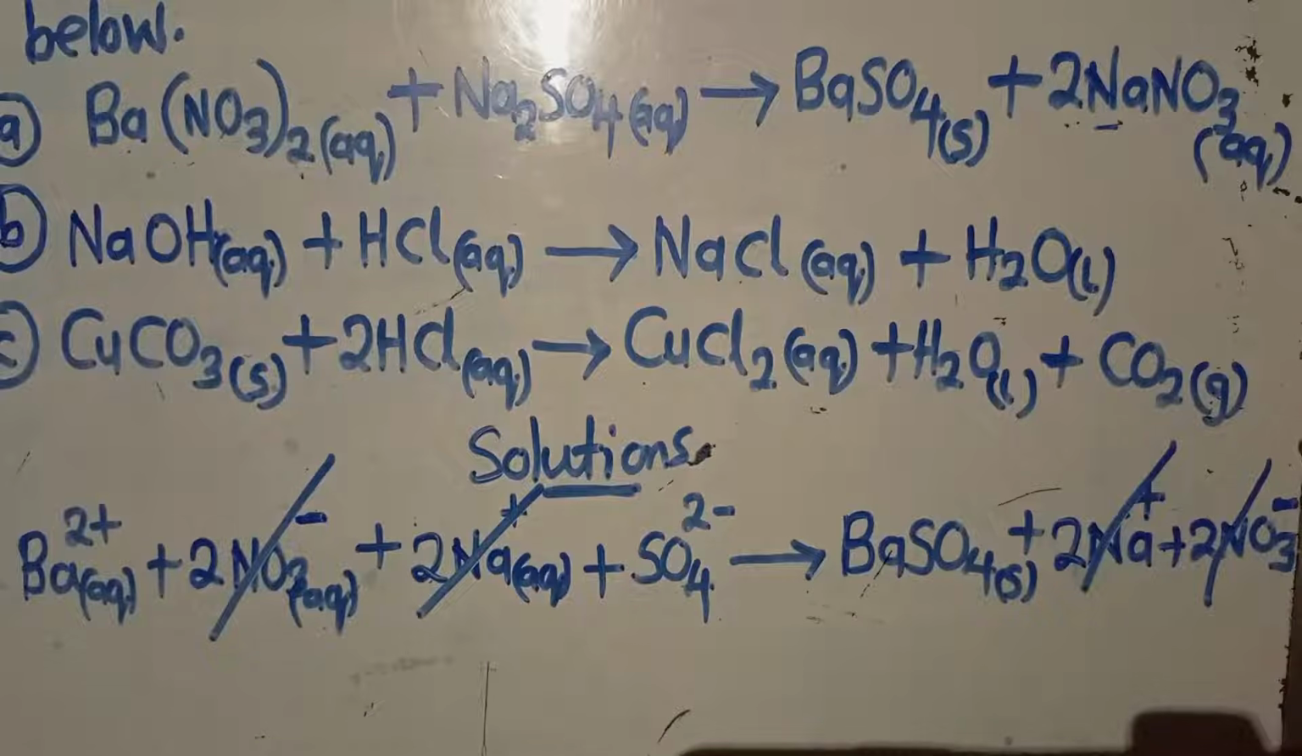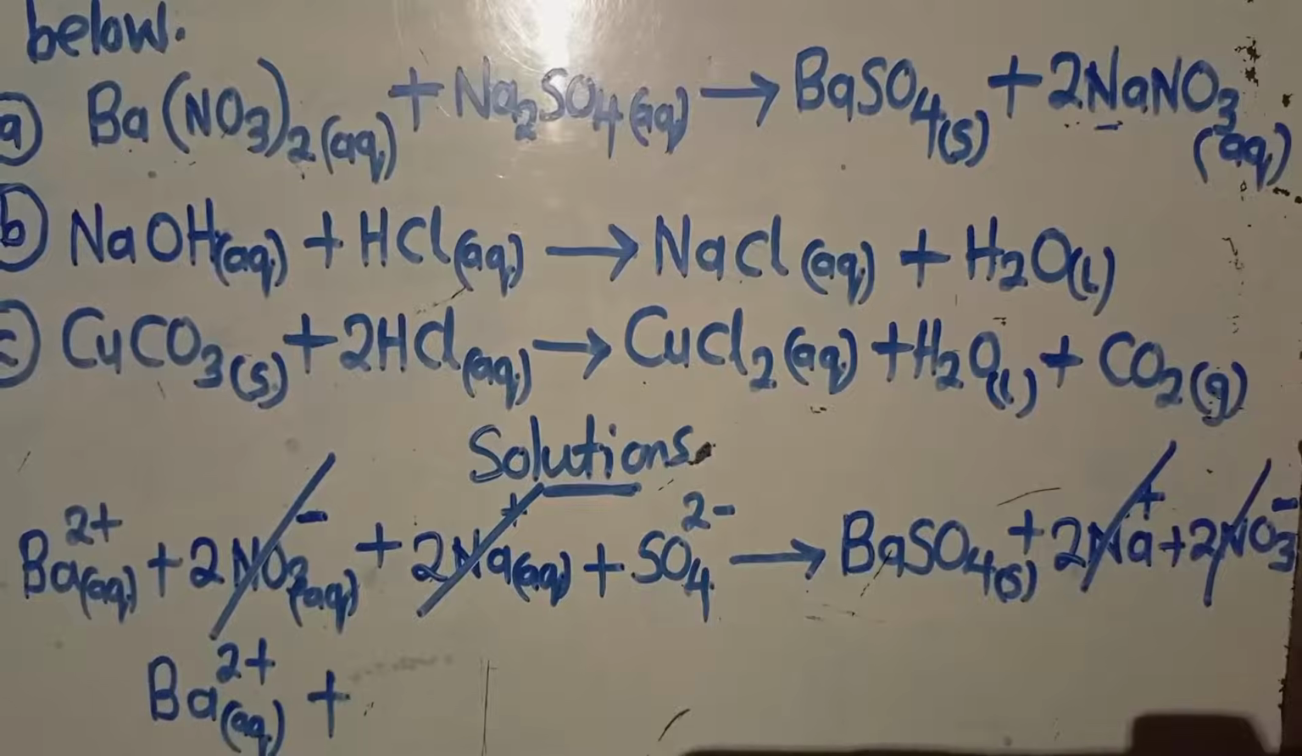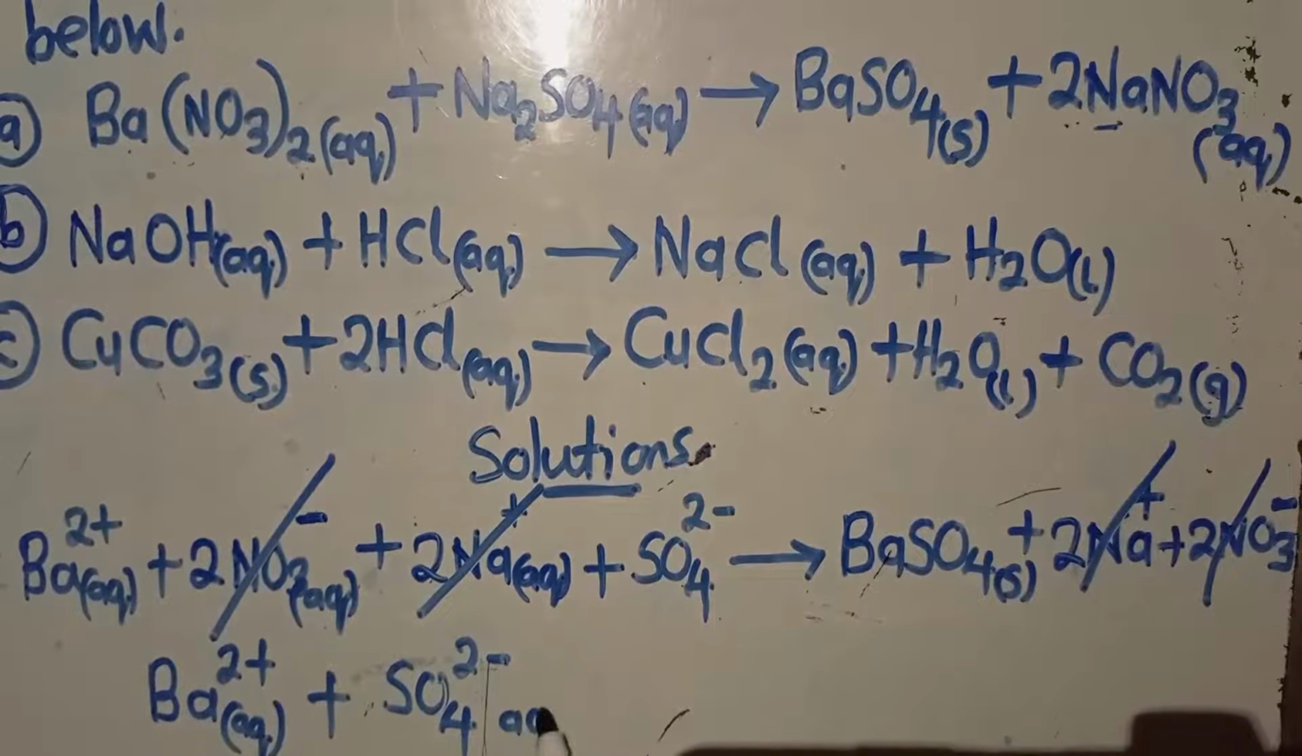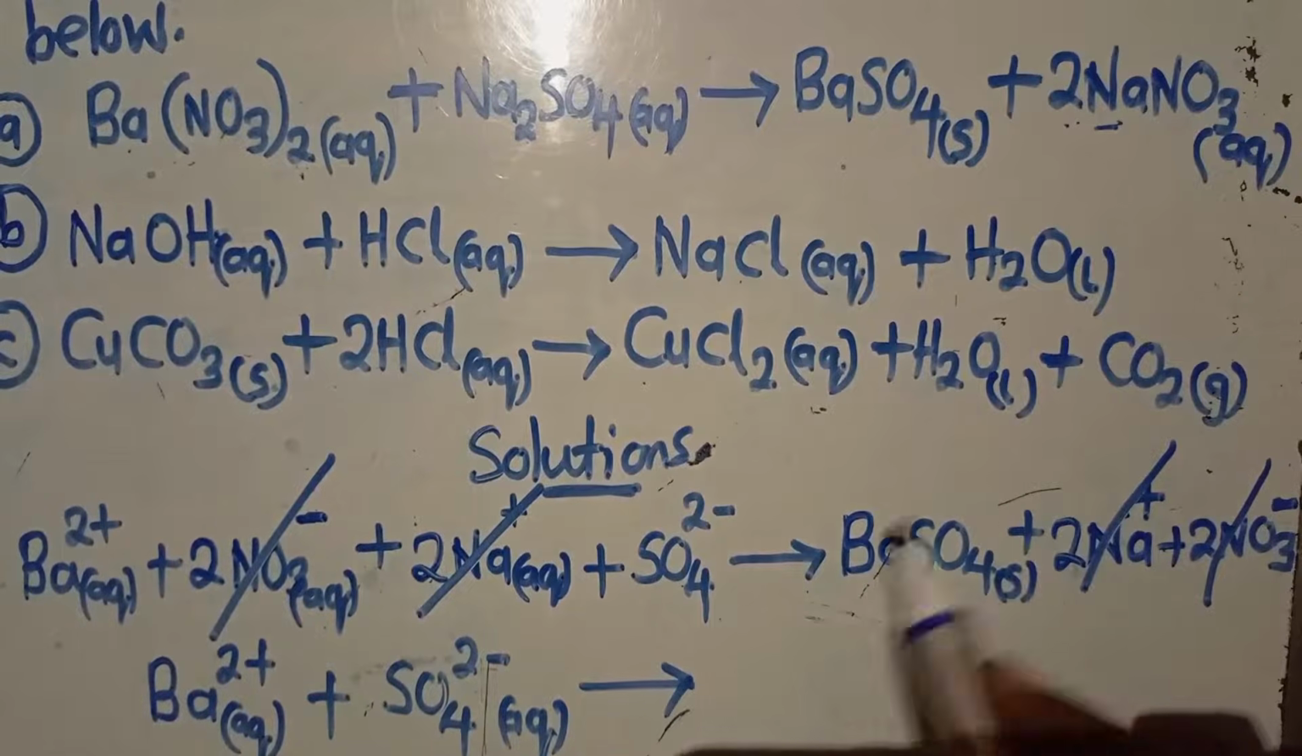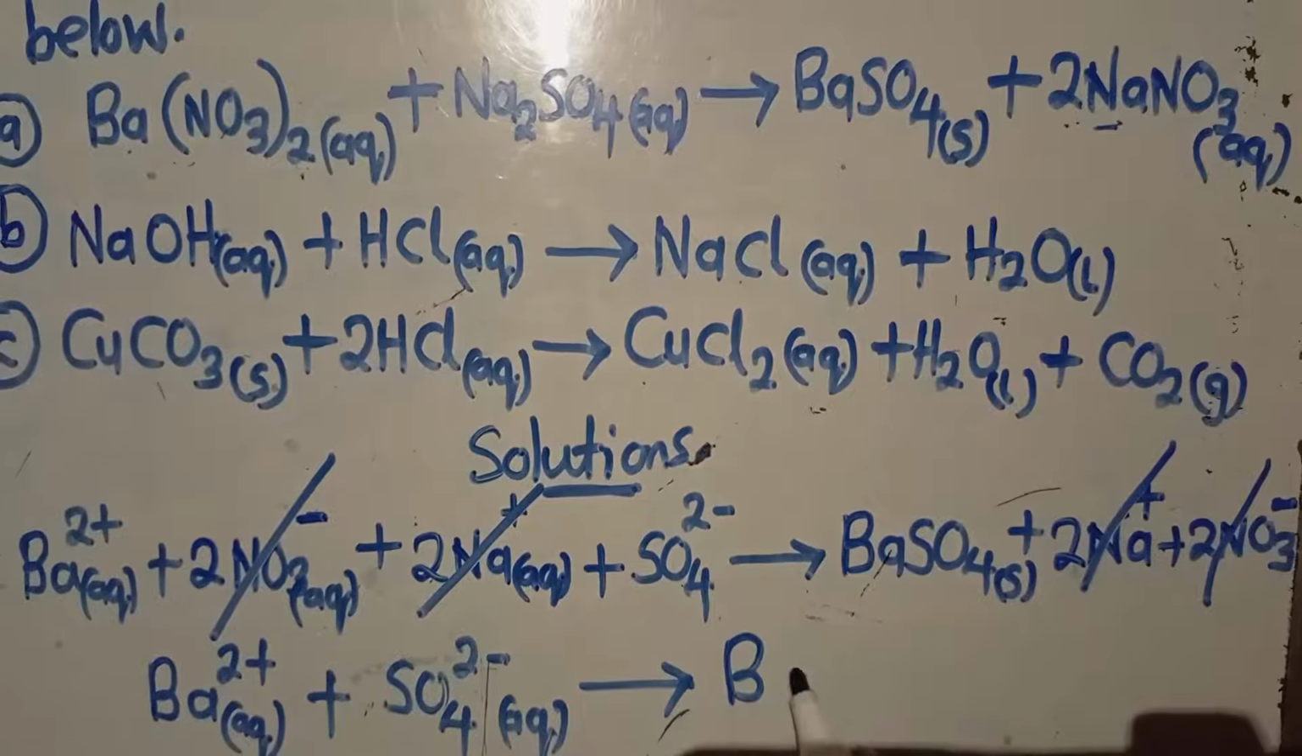So what am I going to remain with? What I've remained with is this: there is a 2 there, plus it is in aqueous state, plus SO4 with 2 minus, which is also in aqueous. Then it gives what? It is giving barium sulfate. So this is an ionic equation. It is in solid.